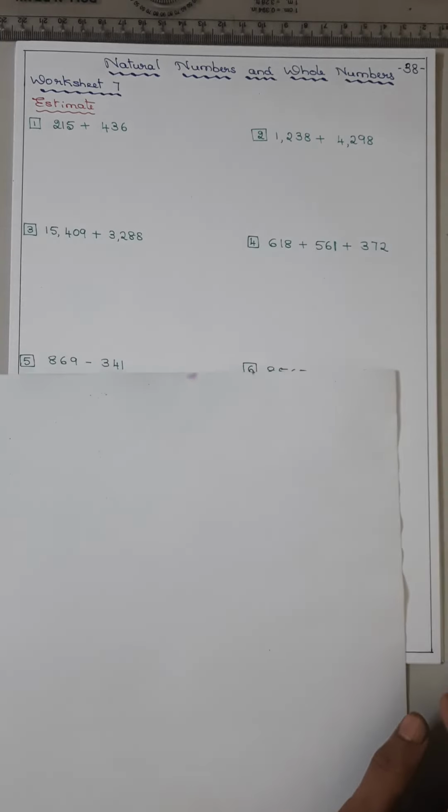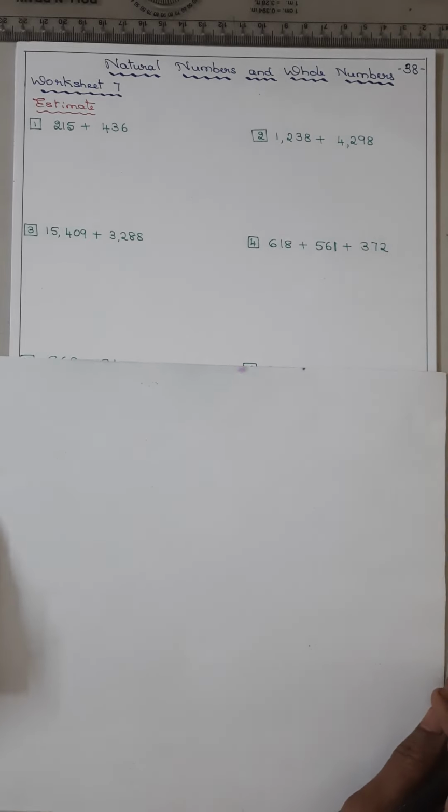We were discussing the estimation method of natural numbers and whole numbers. Now coming to worksheet 7, estimate 215 plus 436. For addition and subtraction, what is the estimation method? Examples we have already understood. First we have to round off the numbers, isn't it? For the estimation method we have to round off the numbers. So how to do it?